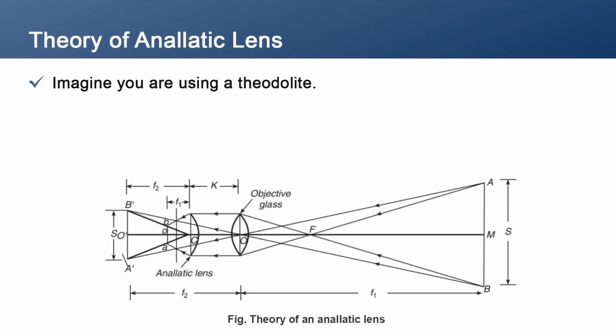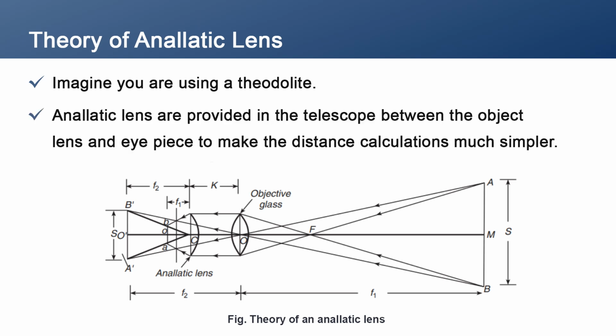Imagine you are using a theodolite. Looking through the telescope of the theodolite, you want to calculate the distance between the theodolite and a measuring staff placed at a certain point. Normally, calculating this distance could be difficult, and so the analytic lens is provided in the telescope between the object lens and the eyepiece to make the distance calculations much easier. Let us see how it is done.